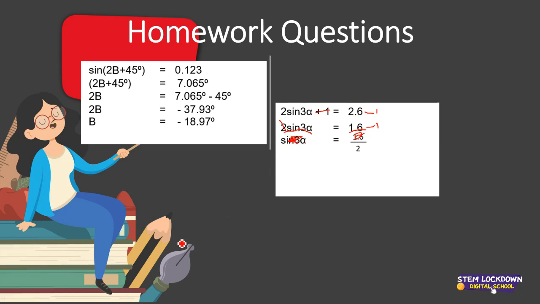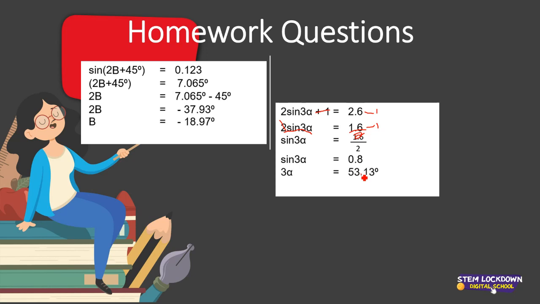Simplify that if you will, guys. That becomes sine of 3 alpha is equal to 0.8. Our calculators work either way. You could either key into your calculator sine to the power of -1 times 1.6 divided by 2, or you can put it in as 0.8. Our calculators work either way and give the same answer.